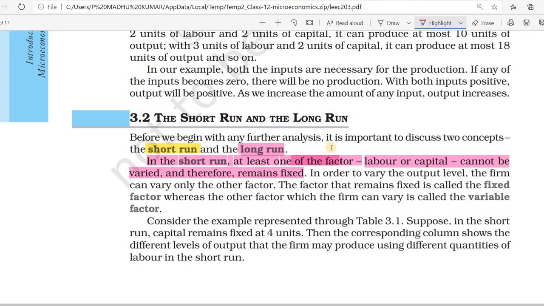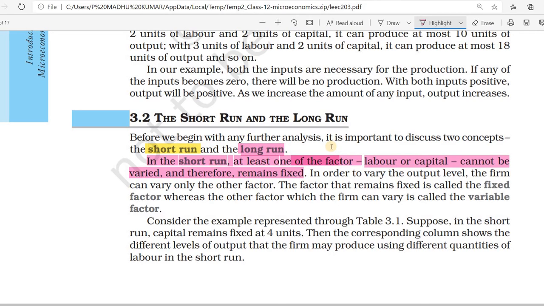In the short run, at least one of the factors of production, labor or capital, cannot be varied, and therefore the others remain fixed. Suppose labor and capital are there, then capital will not change but labor can vary. That one is the short run.